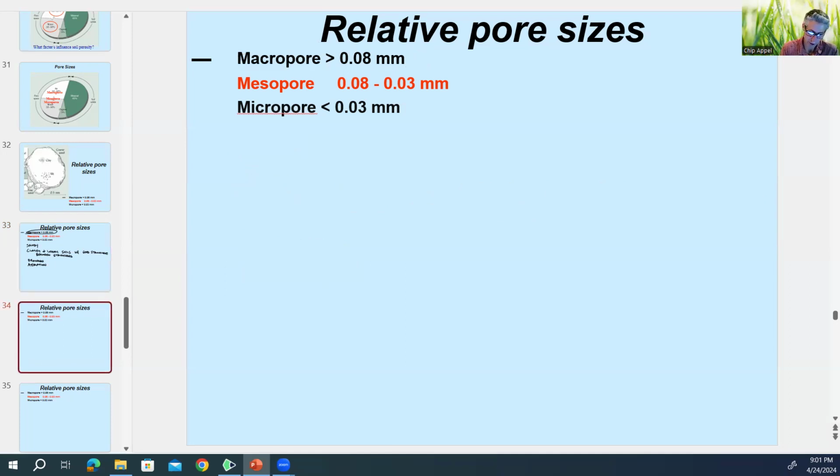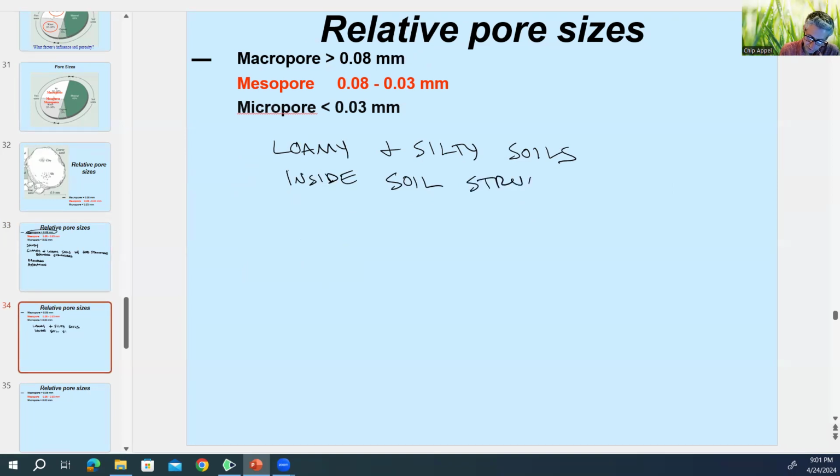Next one is the mesopores. The mesopores are going to be found largely in loamy and silty soils. And they're usually found inside soil structures. Okay, largely there. Sometimes on the outside of soil structures, but largely on the inside of soil structures.